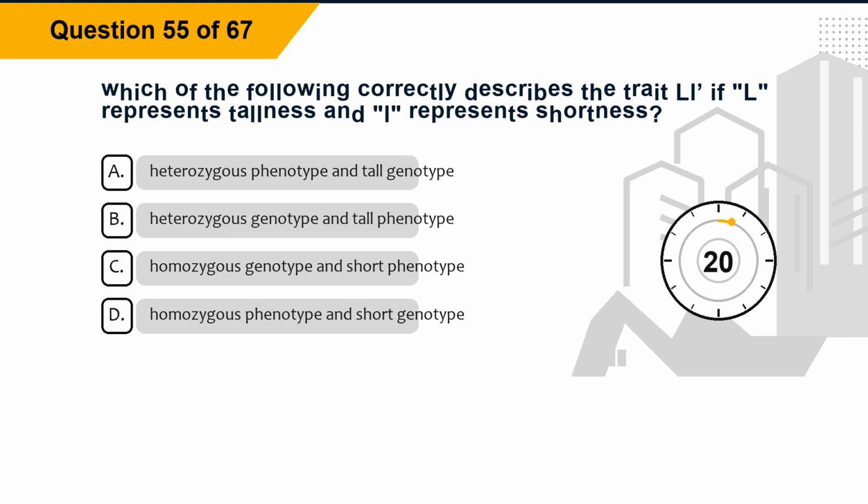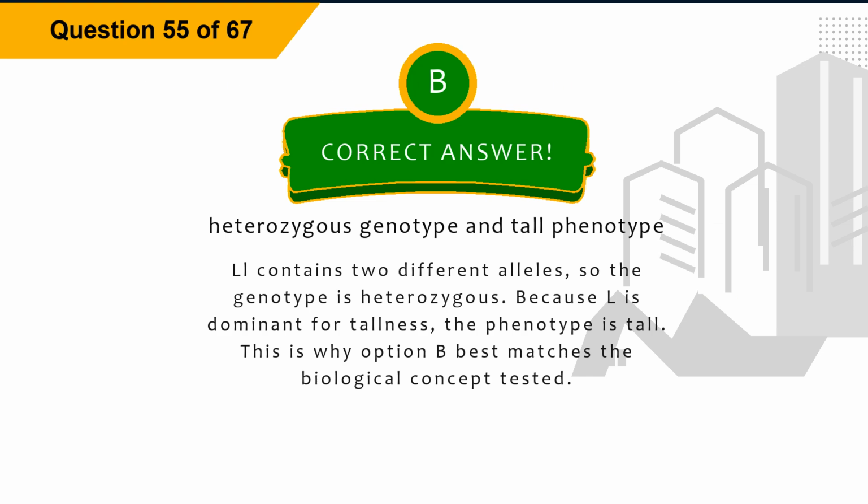Question 55. Which of the following correctly describes the trait Ll, if L represents tallness and l represents shortness? Option A, heterozygous phenotype and tall genotype. Option B, heterozygous genotype and tall phenotype. Option C, homozygous genotype and short phenotype. Option D, homozygous phenotype and short genotype. The correct answer is option B, heterozygous genotype and tall phenotype.